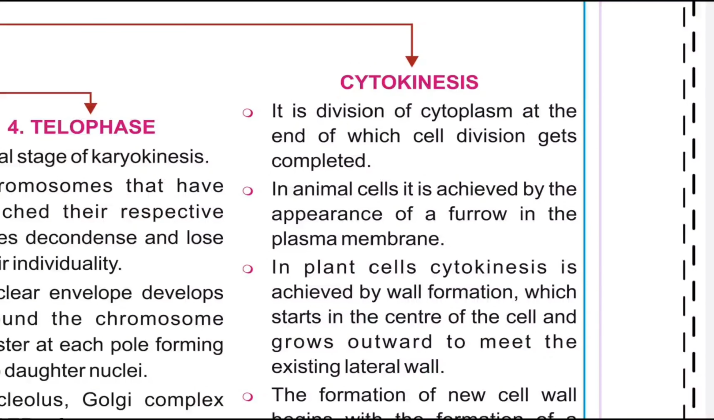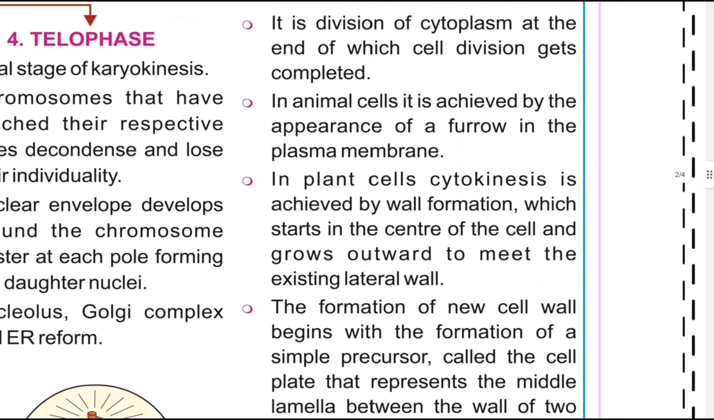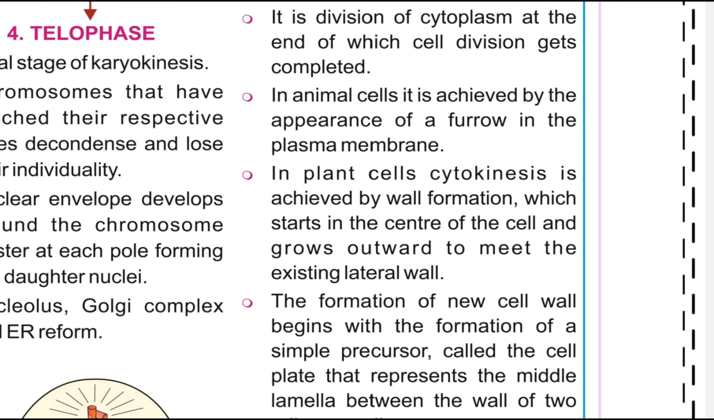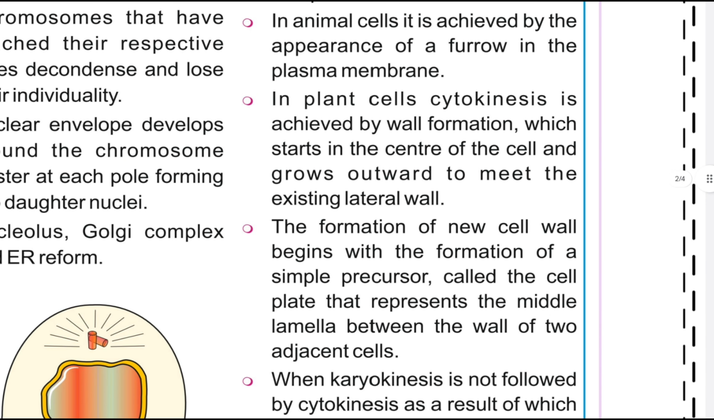Cytokinesis. It is division of cytoplasm at the end of which cell division gets completed. In animal cells, it is achieved by the appearance of a furrow in the plasma membrane. In plant cells, cytokinesis is achieved by wall formation, which starts in the center of the cell and grows outwards to meet the existing lateral wall.